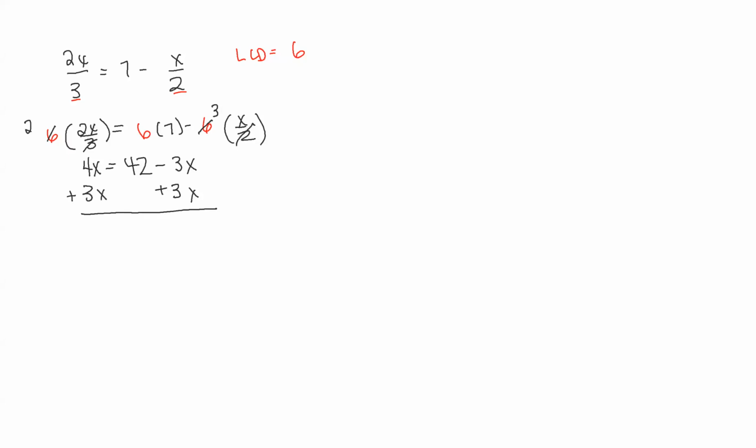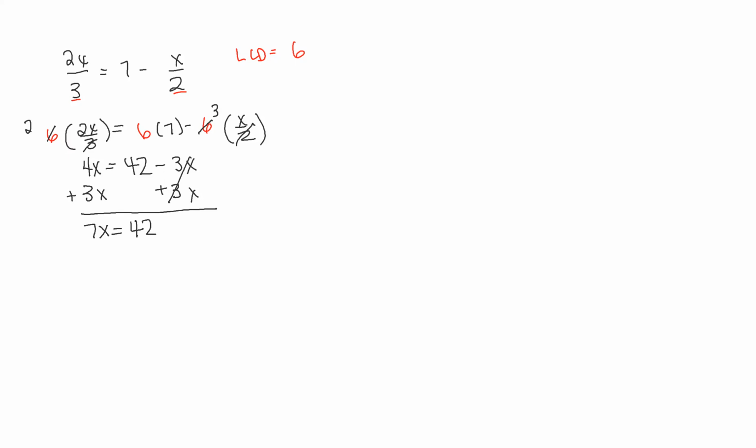So 4x plus 3x is 7x. 42 is just plain old 42. And then negative 3x plus 3x is 0. 42 plus 0 is just 42. So we've got a single variable term on the left, a single constant term on the right. Now we need to do the whole isolate the variable and solve.